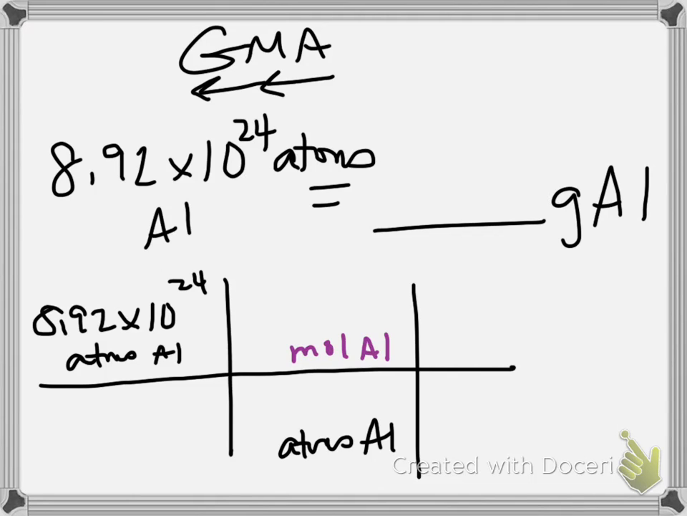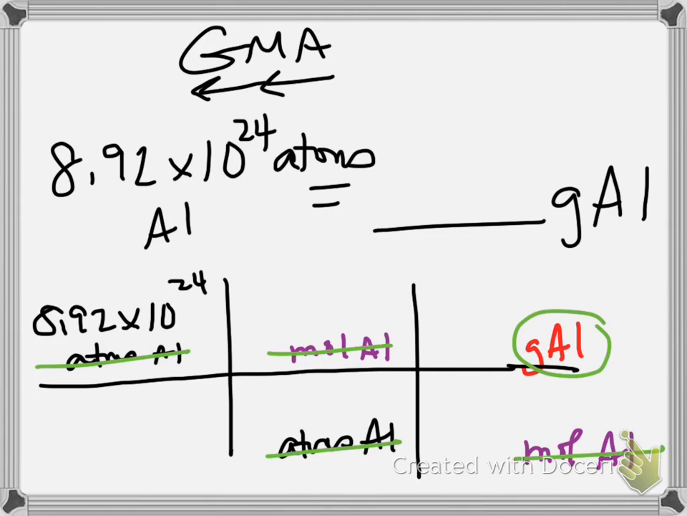What units and chemical are going to go in the bottom on the last one? Moles of aluminum. What units and chemical do I want to end up in? That's going to go in the top: grams of aluminum. Awesome. So I'm going to check my cancellations. Yes, atoms cancel. Moles cancel. I end up in grams of aluminum. That's where I want to be.